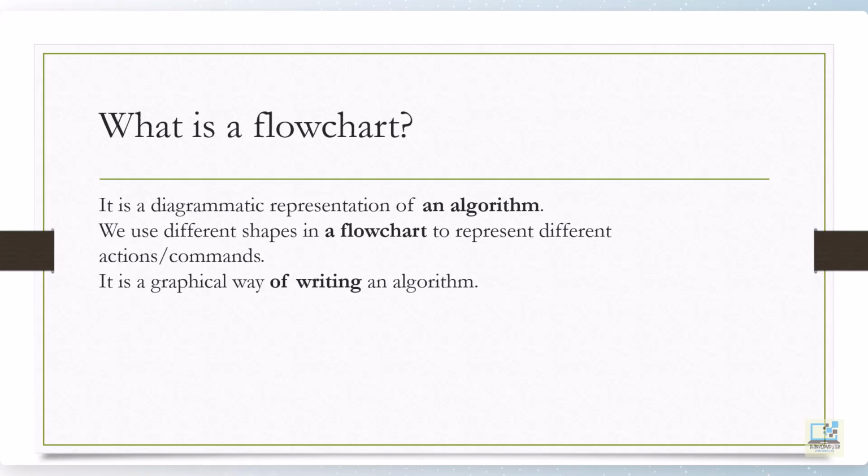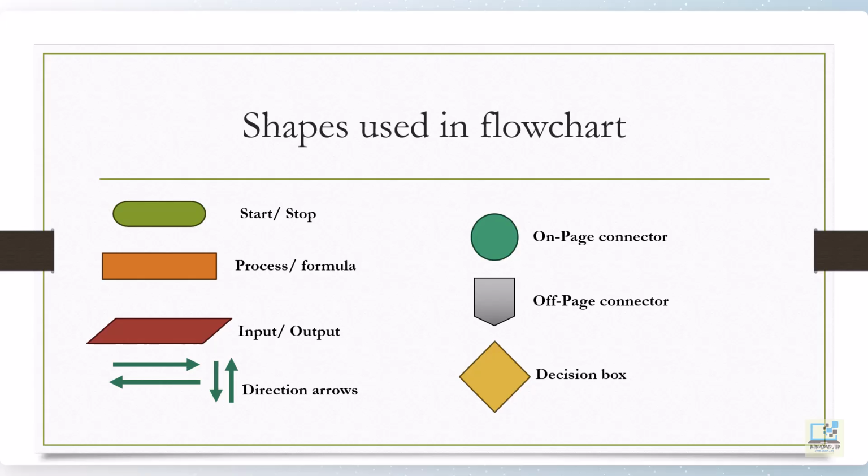Next is flowchart. So what is a flowchart? It's a diagrammatic representation of an algorithm, we can say. We can also say it's a graphical way of writing an algorithm. And we use different shapes in a flowchart to represent different actions and commands. These are the shapes which are used in any typical flowchart.